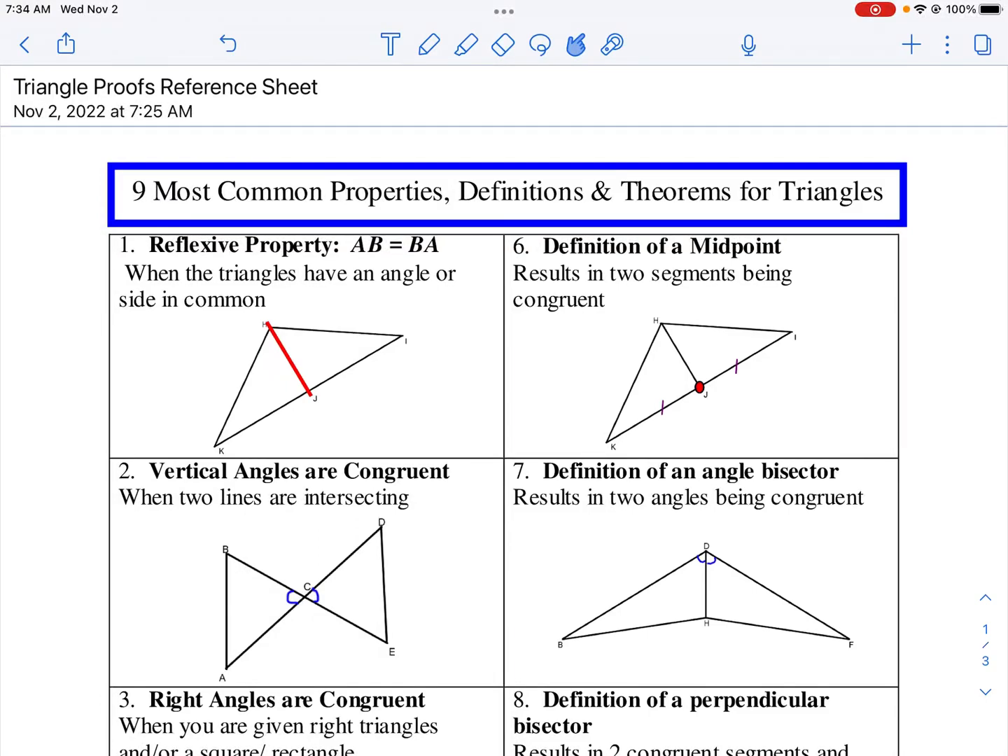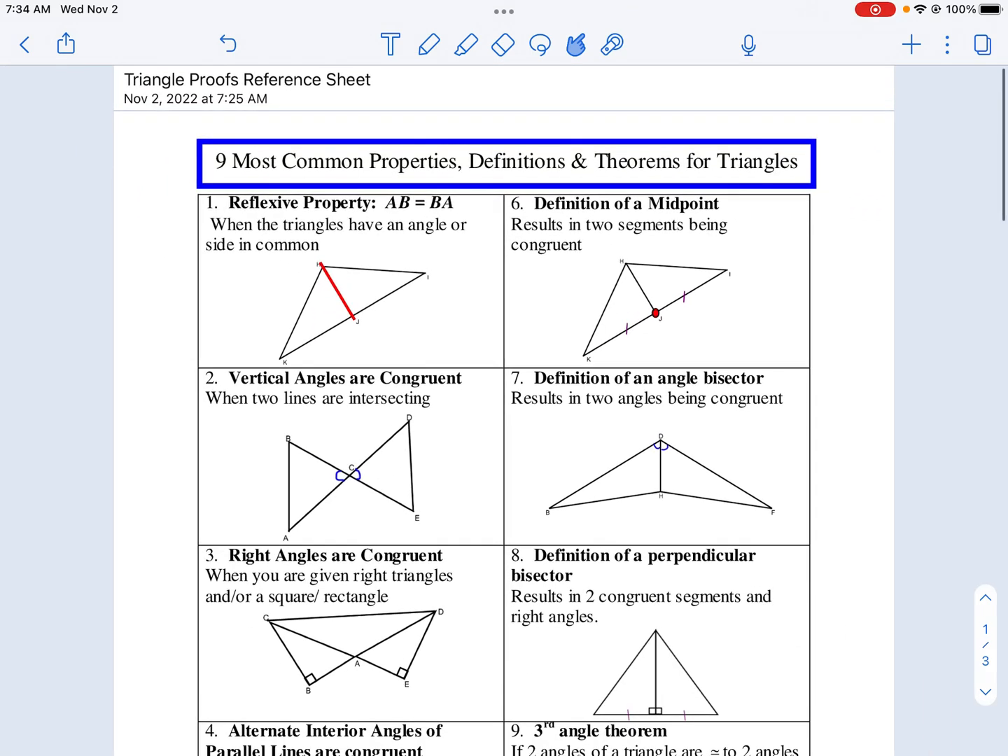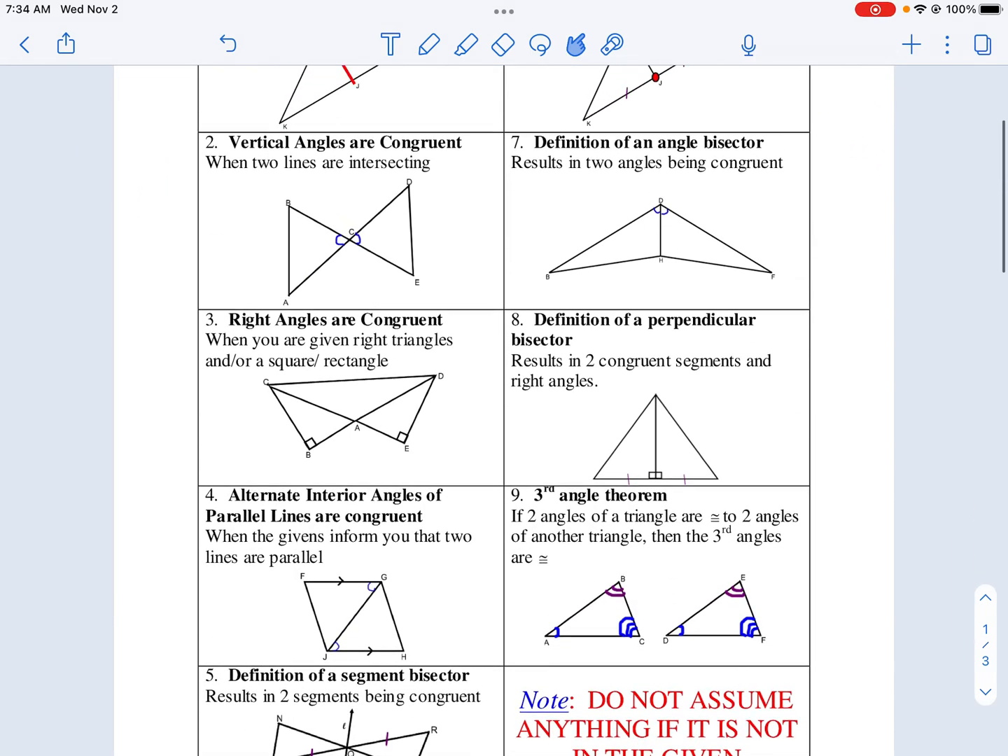All right, guys, it's finally that time. We're going to be doing proofs. And I found this sheet to be really a great tool for solving proofs. You just have to know the statement and the justification. So the statement is what you're saying is congruent, and the justification is which property are you using.